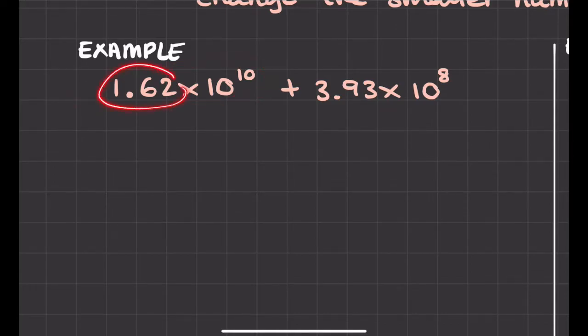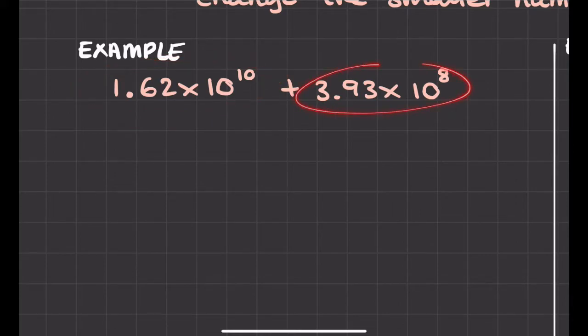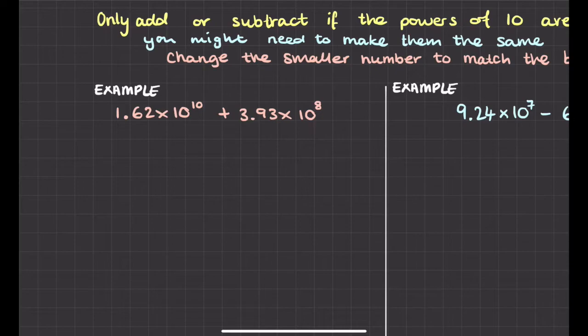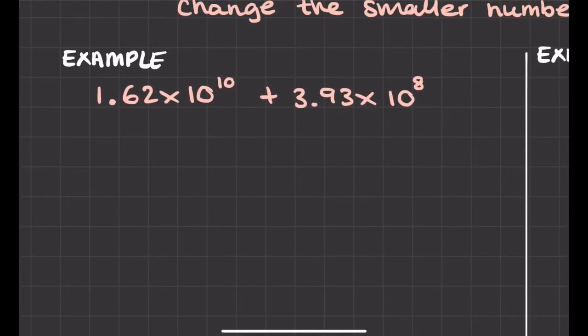Okay, even though that number's smaller than that number, because it's got a power of 10 that's bigger, overall this number is way bigger than this one. Okay, this is like 100 times bigger than this one. Okay, so my tip was that you change the smaller number to match the bigger number. So I'm going to change this number here so that it matches the power here. Okay, so let me write these out. So we're going to keep the first number the same because it's the big one.